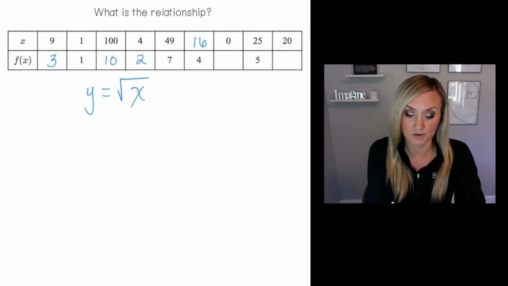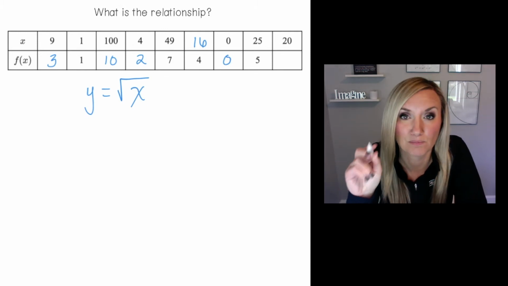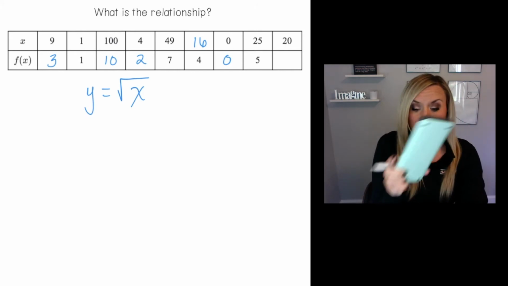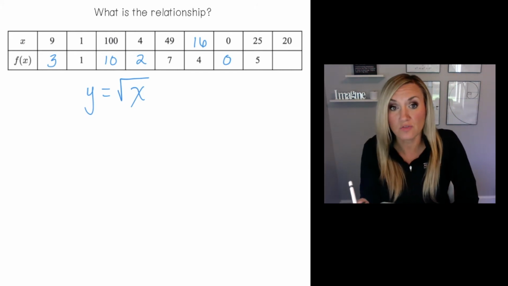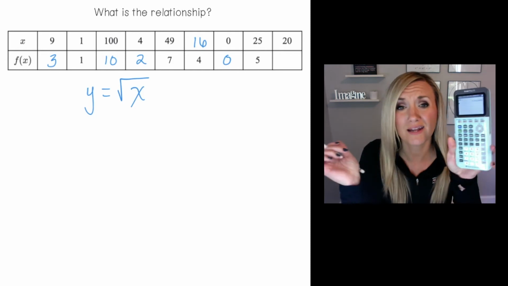The square root of 0 is just 0. The square root of 25 is 5. The square root of 20 is not perfect. Not perfect. And in fact, you can type it on your calculator. So let's do that, right?